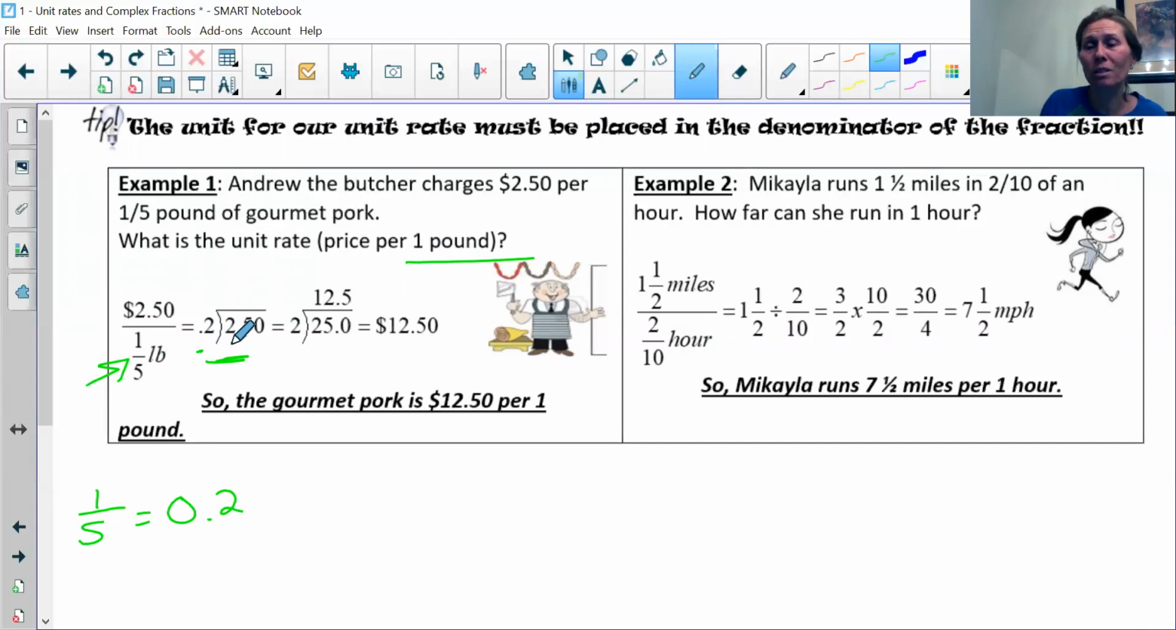Now you could have written it as a fraction because you've got a fraction and a decimal. You could have written them both as fractions. You could have written them both as decimals. It's your choice, whatever you want to work on.